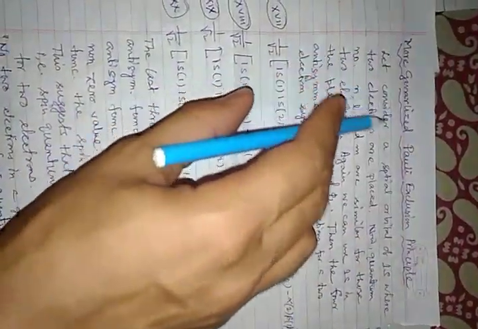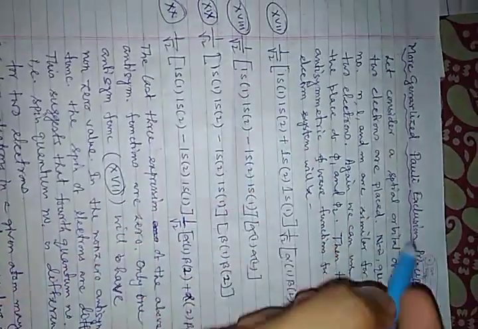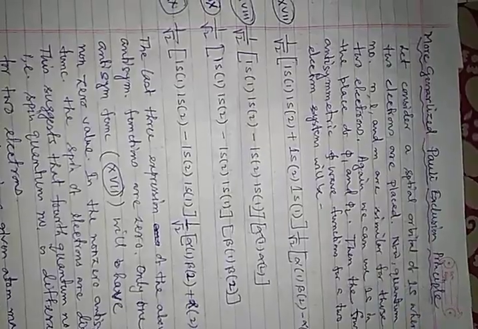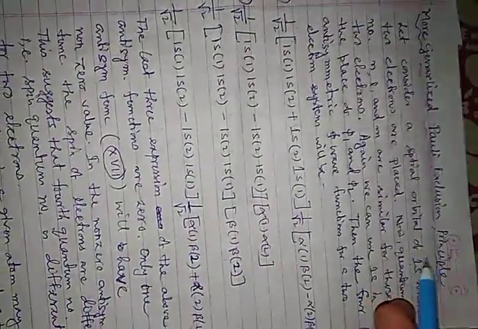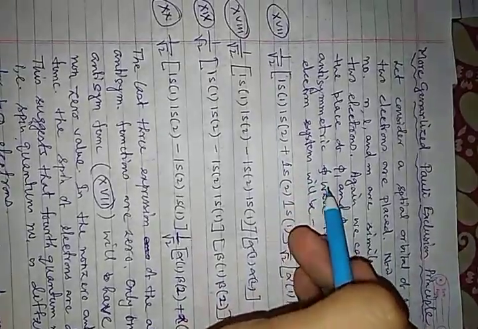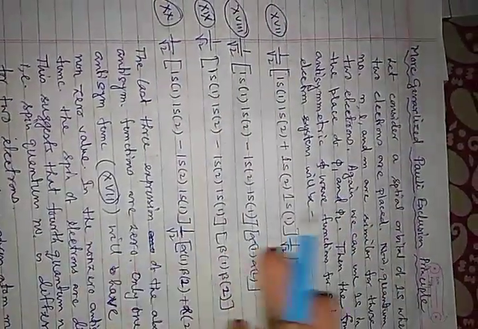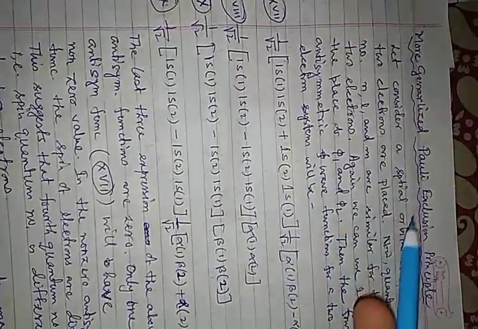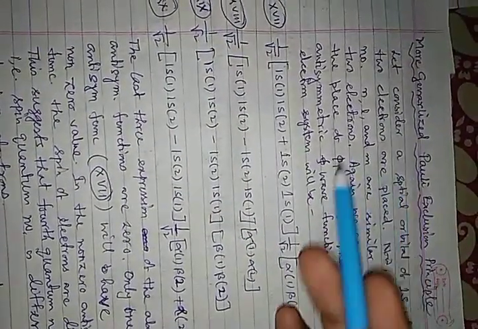So far we have discussed the Pauli exclusion principle and its more generalized form. Basically, when dealing with the more generalized Pauli exclusion principle, we have dealt with a system where a 1s orbital is filled by two electrons, and this 1s2 electronic configuration is nothing but the configuration of a helium atom.